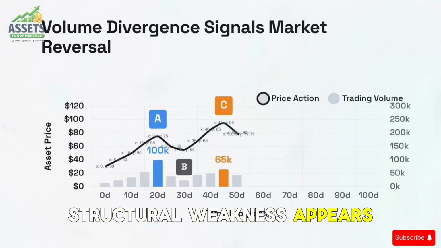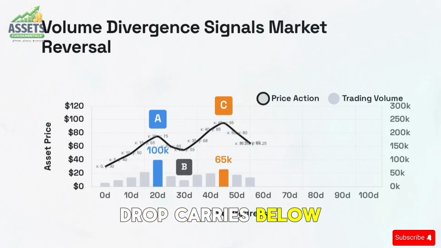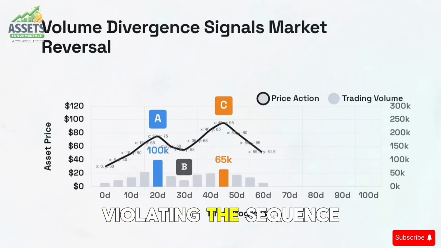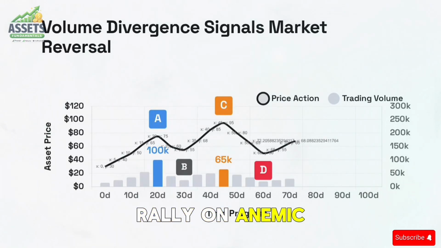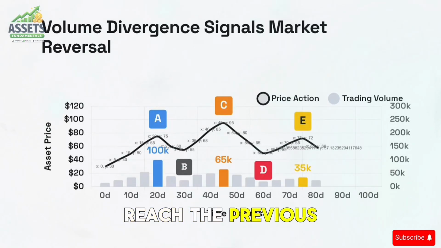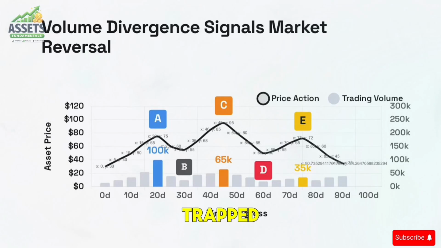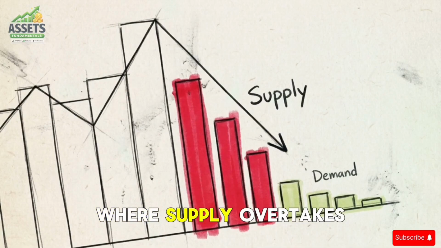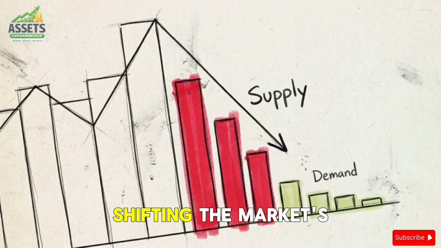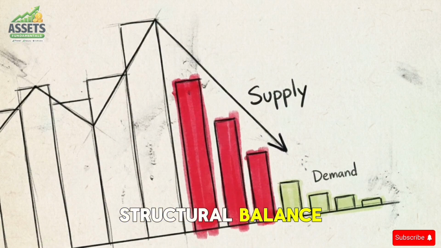Structural weakness appears when the subsequent drop carries below the first peak's height, violating the sequence of higher lows. The final gasp is a weak rally on anemic volume that fails to reach the previous high, confirming buyers are trapped. This sequence maps the specific moment where supply overtakes demand, shifting the market's structural balance.